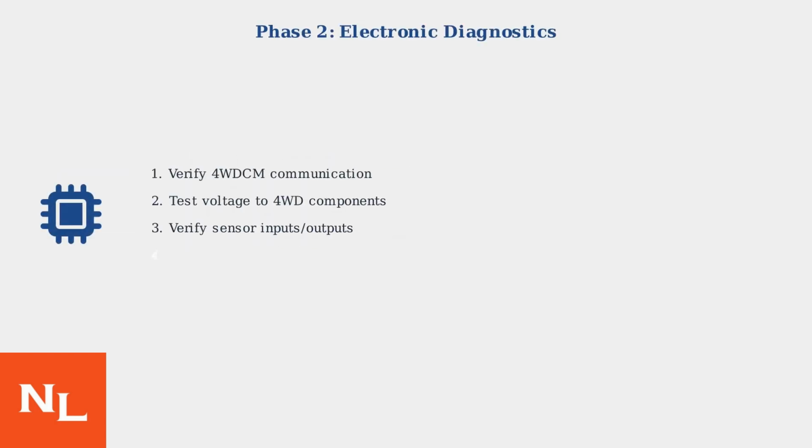Phase 2 involves electronic diagnostics. Verify that the four-wheel drive control module can communicate with other vehicle systems, then test voltage levels and sensor signals. Phase 3 focuses on component-specific testing. Use a multimeter to test the transfer case motor, control module, sensors, and actuators for proper operation.